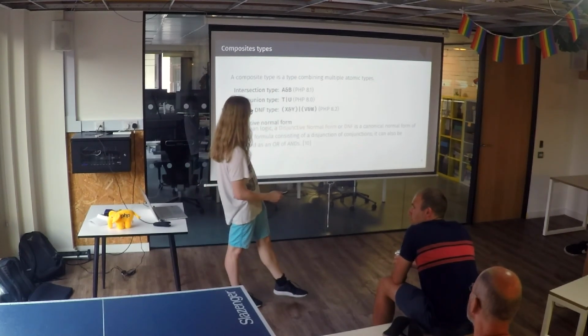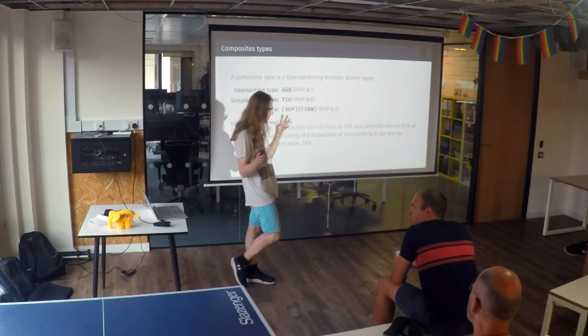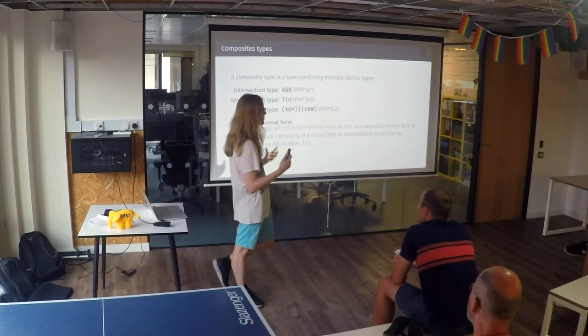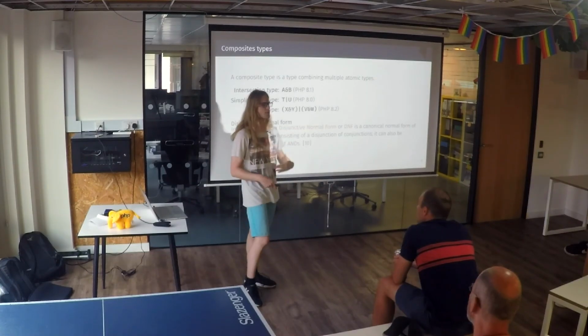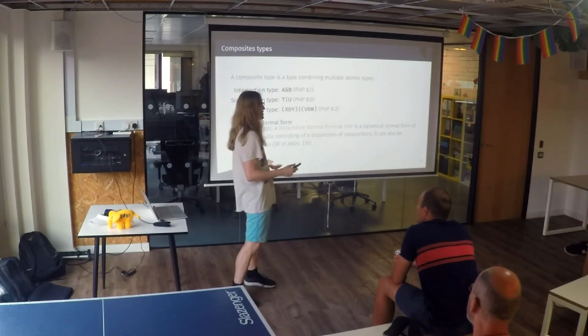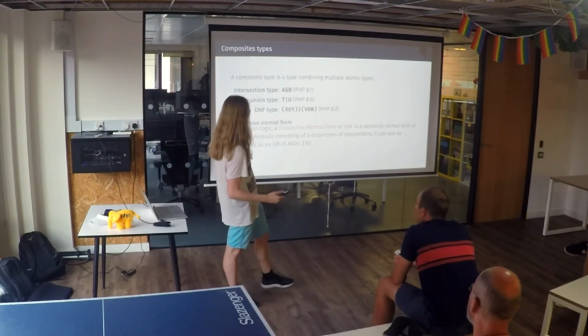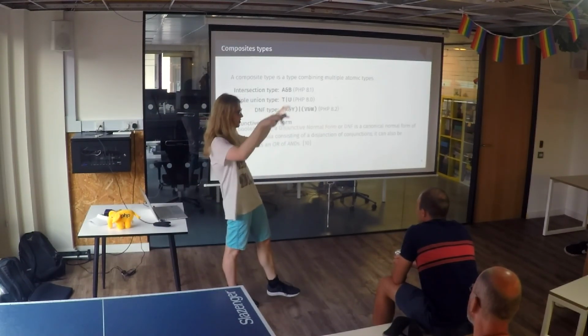So yeah, DNF types basically allow us to combine union types with intersection types, and DNF stands for disjunctive normal form, which is basically a Boolean algebra term, a canonical normal form, which is a list of ORs where you have some ANDs in between.